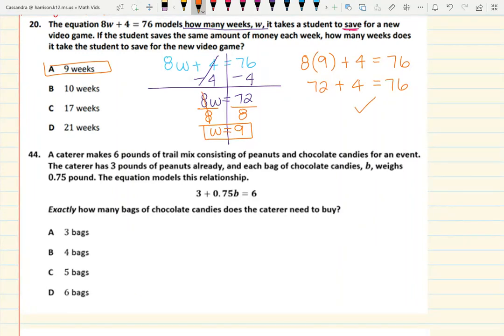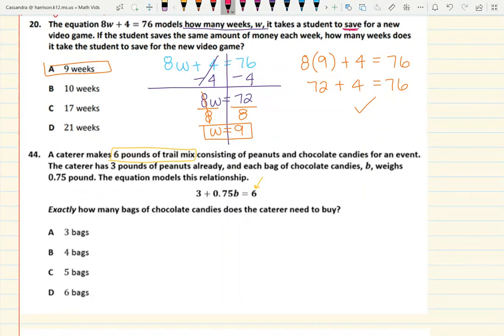Number 44 says a caterer makes 6 pounds of trail mix consisting of peanuts and chocolate candies for an event. I kind of want to either underline or box this information. We have a total of 6 pounds, and look right there, they put 6 right in the slot that we usually put total in, all right?